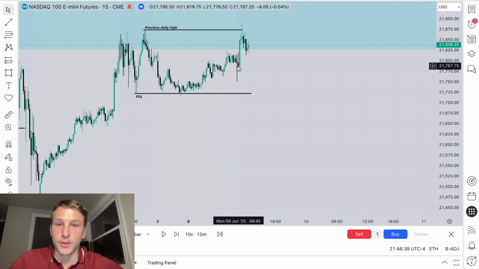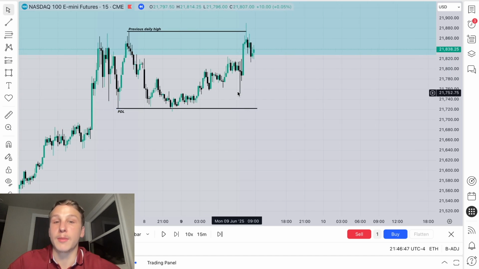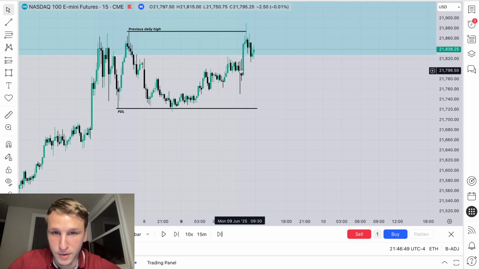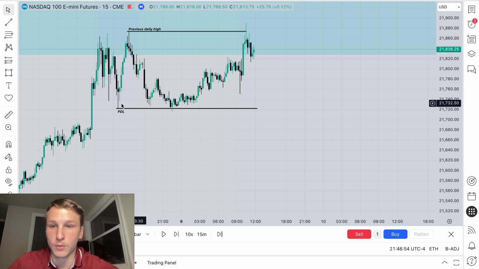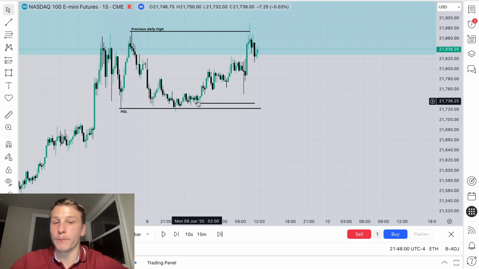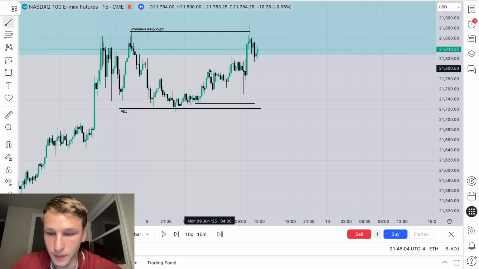Let's move on to another example. All right, so here we're looking at Monday, June 9th, okay? And once again, we're immediately identifying the previous daily high and the previous daily low. Coming into the New York session, once again, here's our 9:30 candle. What is the information that we have at hand? Well, we already swept previous daily low. Previous session low is here. Previous session high is right here.